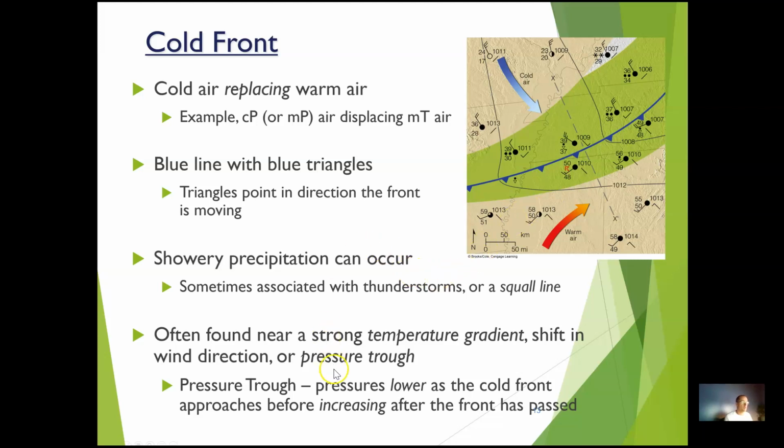And so what's happening with these pressure troughs is that as the cold front approaches, pressures are going to lower and then increase after the front has passed. So here you can see 1010s, 1013s, dropping to about 1007 right along that boundary and then increasing back to about 1013. Is this always going to be the case? No, but it is definitely something that you can find.